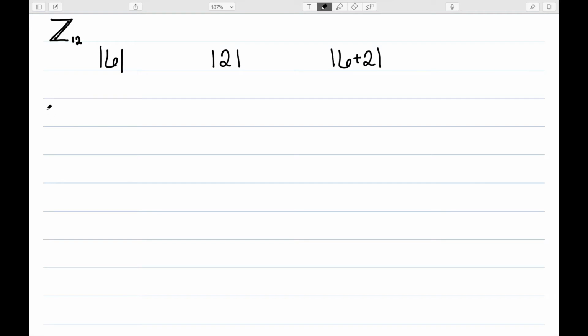Well, for 6, we would have 6 plus 6, since this is an additive group, is equal to 12, which is the same thing as 0. So the order of 6 is 2.